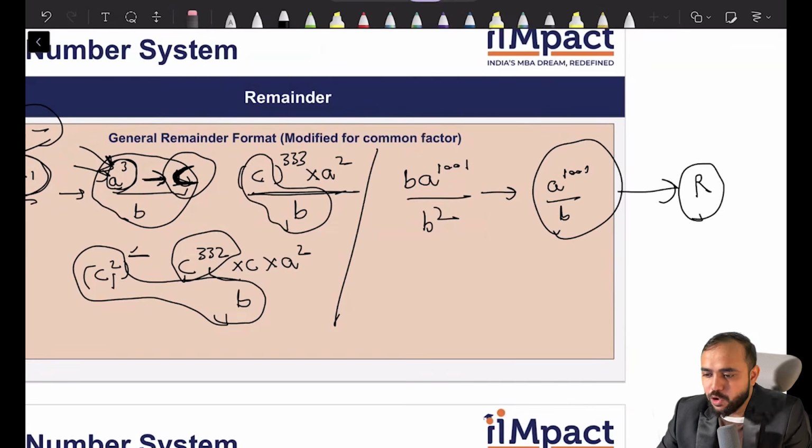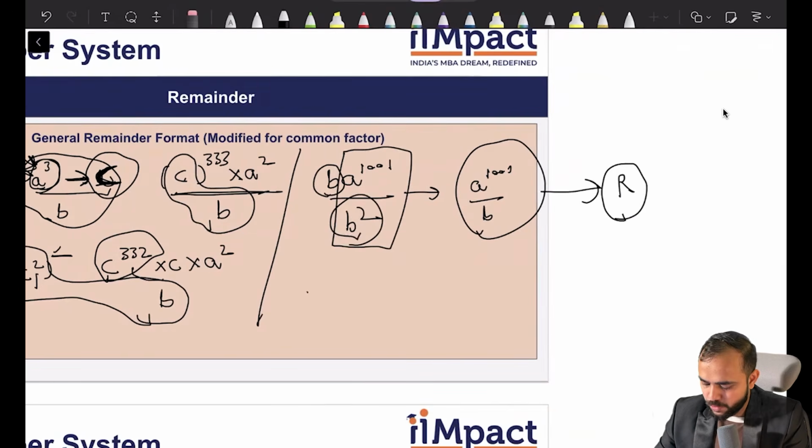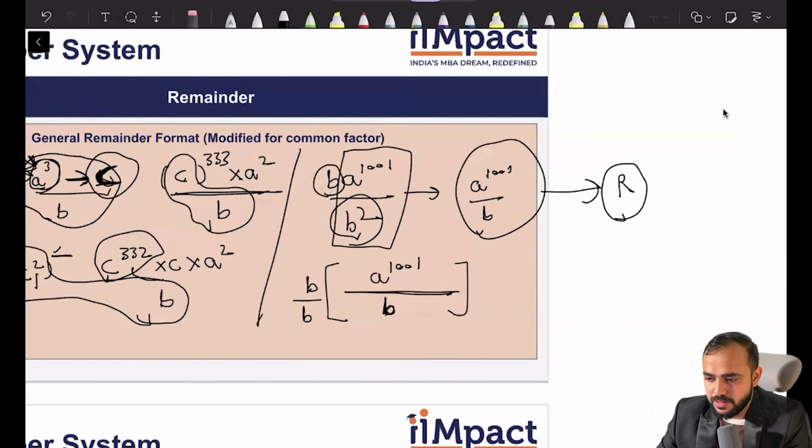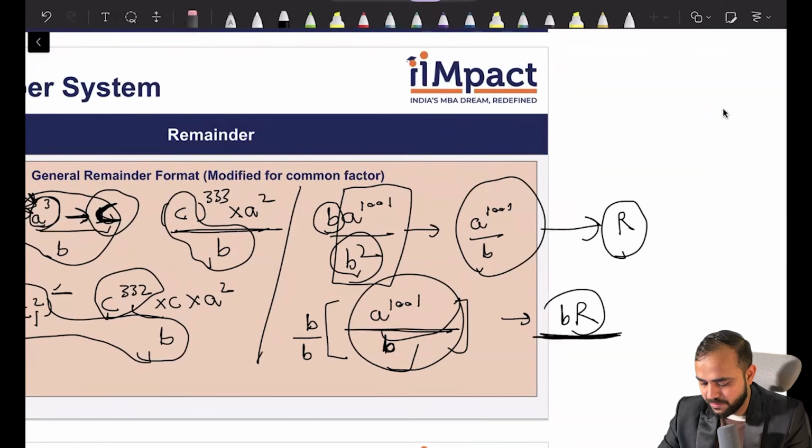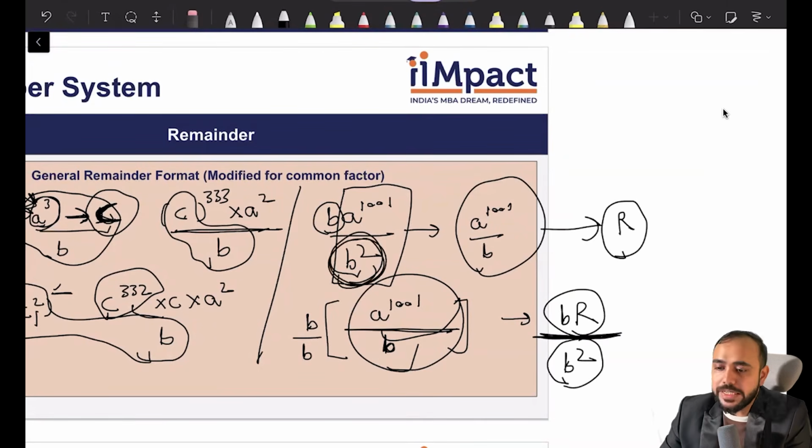But that is incorrect. What you have essentially done is we took b common, then we did our remainder calculations for a to the power 1001 divided by b. Whatever this answer came out to be, I would multiply that with b. Let's say this is r, and then divide this answer with b square to get my final answer. So I will divide this with b square because b square was my original denominator. So I will retain that when I'm calculating my final answer.